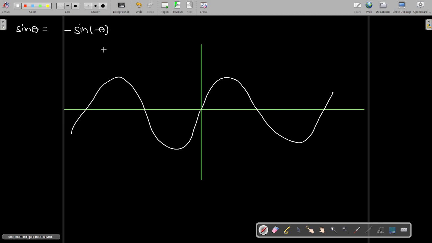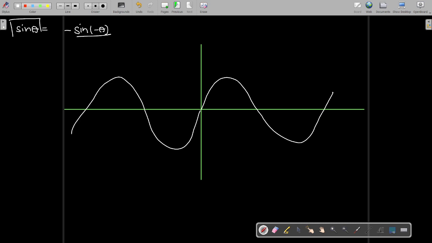Minus minus cancels. From the formula, we know that sine of minus theta is minus sine theta, right? And this minus minus cancels, so it becomes sine theta. But they are expecting you to prove it through the graph transformations. How will you prove it through the graph transformation?